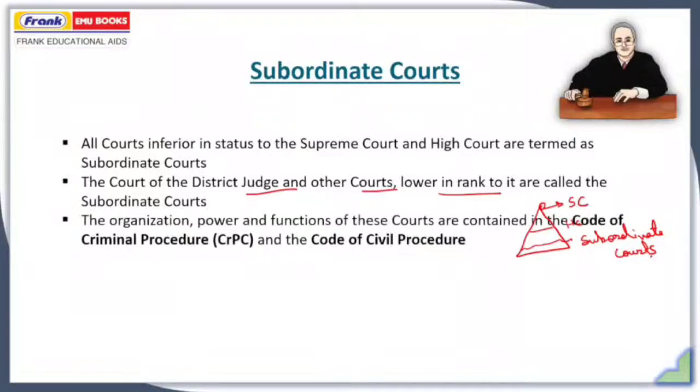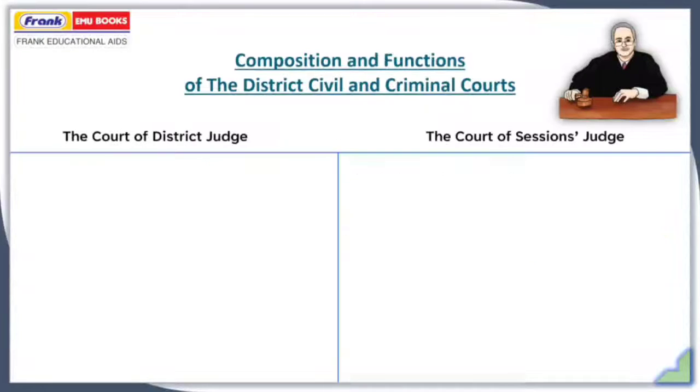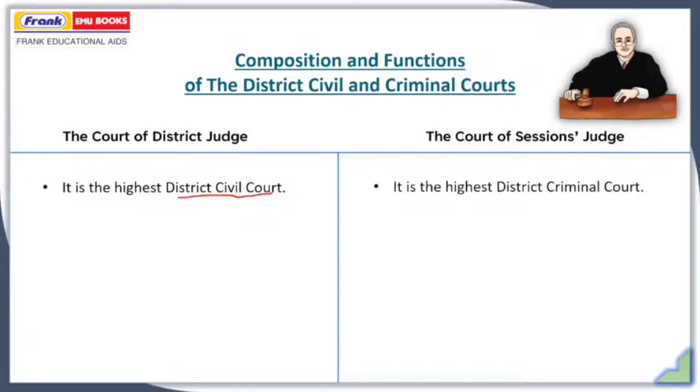The organization, power and function of these courts are contained in the Code of Criminal Procedure or CrPC and the Code of Civil Procedure. So let's understand the composition and function of the district, civil and criminal courts. There are two types of court at the subordinate level, the Court of District Judge and the Court of Sessions Judge. The Court of District Judge is the highest district civil court. It is concerned with civil matters, whereas the Court of Sessions Judge is concerned with criminal matters and is the highest district criminal court.